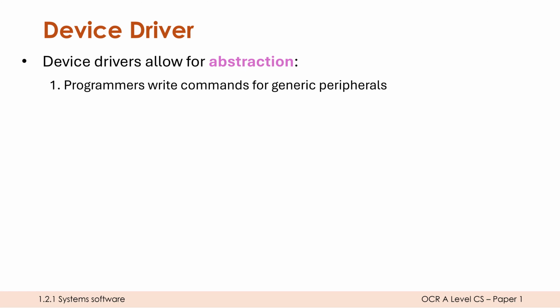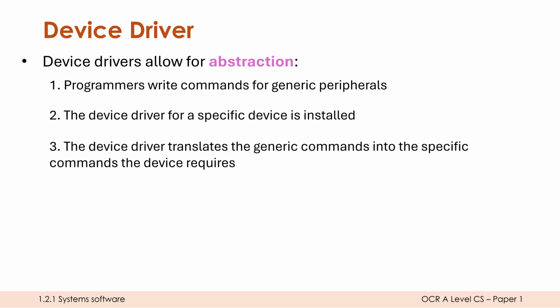Well, as a programmer, you don't really want to be having to write code for all of these thousands, if not millions, of different peripherals. There are so many different webcams, so many different printers. It's not really feasible for you to write code which works with all of these. So instead, as a programmer, you write commands for generic peripherals. What is a keyboard typically having? Let's write code for a typical keyboard. If a user doesn't have a typical keyboard, they can install the device driver for their specific device. And that does the work for the programmer. That will then translate the generic commands into the specific commands the device actually requires.